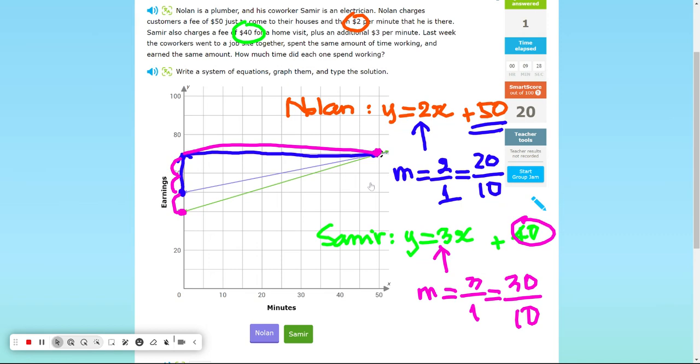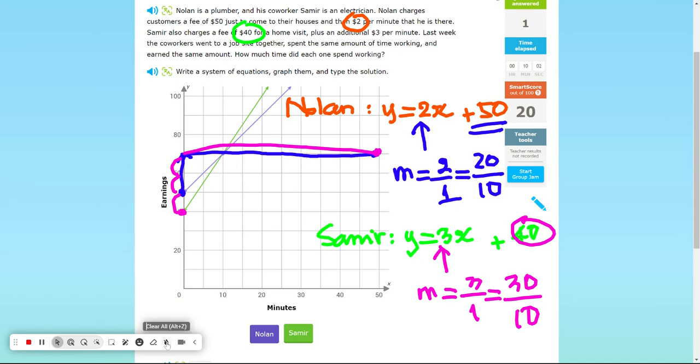Ooh, I see the unit is not correct. Let's take a look at the unit. Oh, I thought each of these was 10 units, so I got it wrong. Each of these is actually 5 units. So let's go and make the adjustment again. Up 30, right 10, so it should be right there. And I go and fix Nolan over here. Nolan starts with 50, up 20, right 10. So where's that? Up 20, right 10. All right, so now I'm correct.